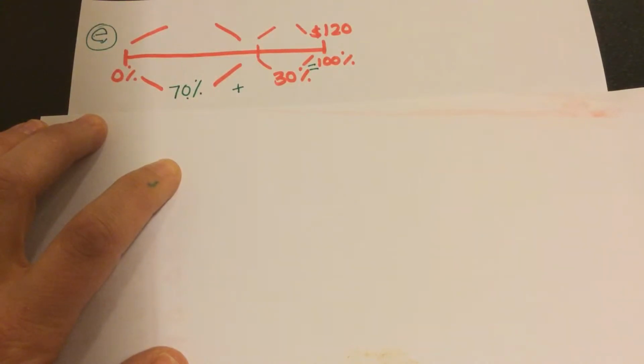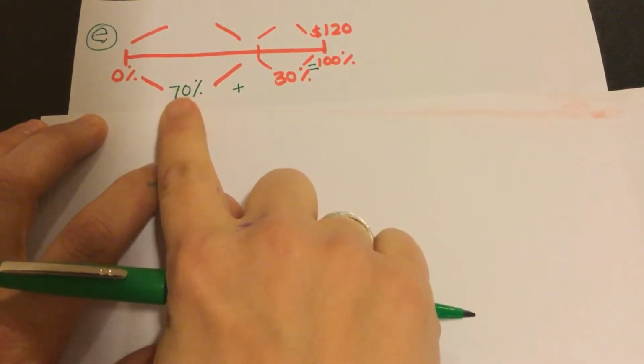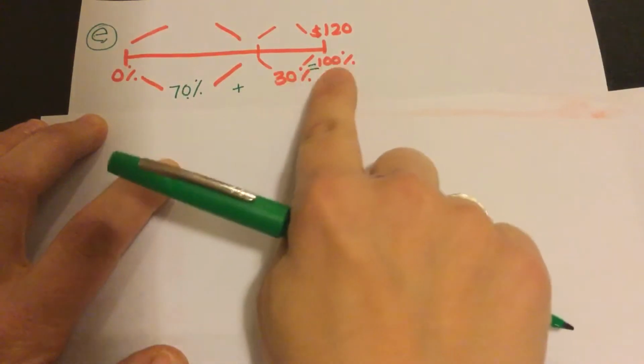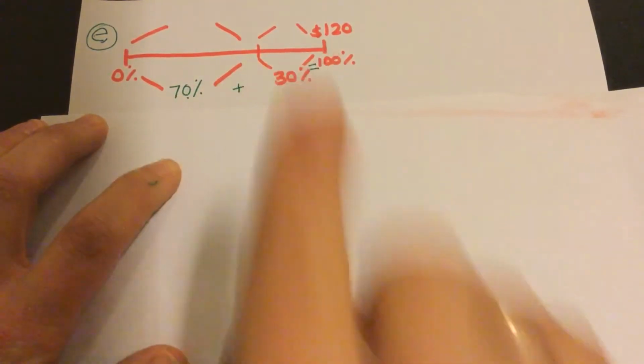I'm going to need to partition my graph a little bit more in order to do this. I'm going to find the greatest common factor. That means the largest number that would go into 70, 30, and 100. I know that 10 will divide all of these.